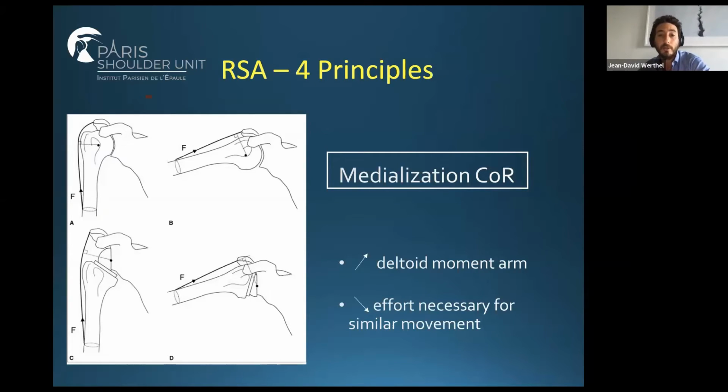The first one is the medialization of the center of rotation. Now you understand perfectly what the center of rotation is. You can see on graph A, this is the center of rotation of a normal shoulder.